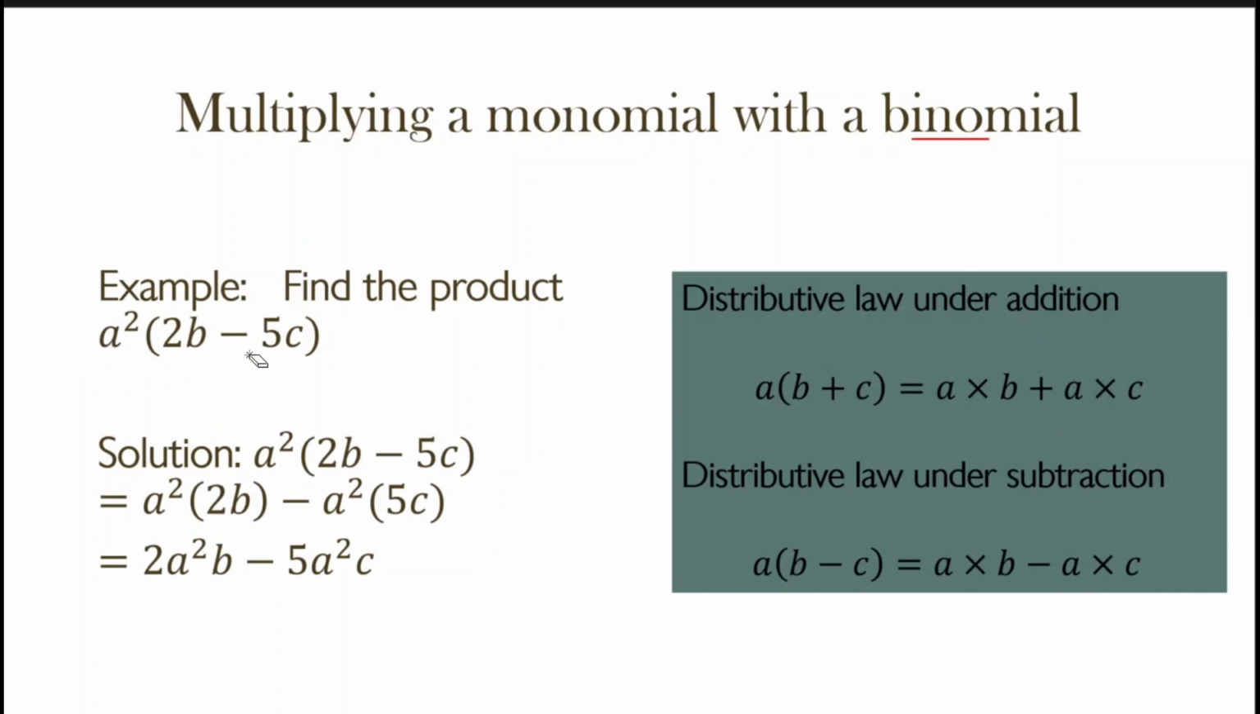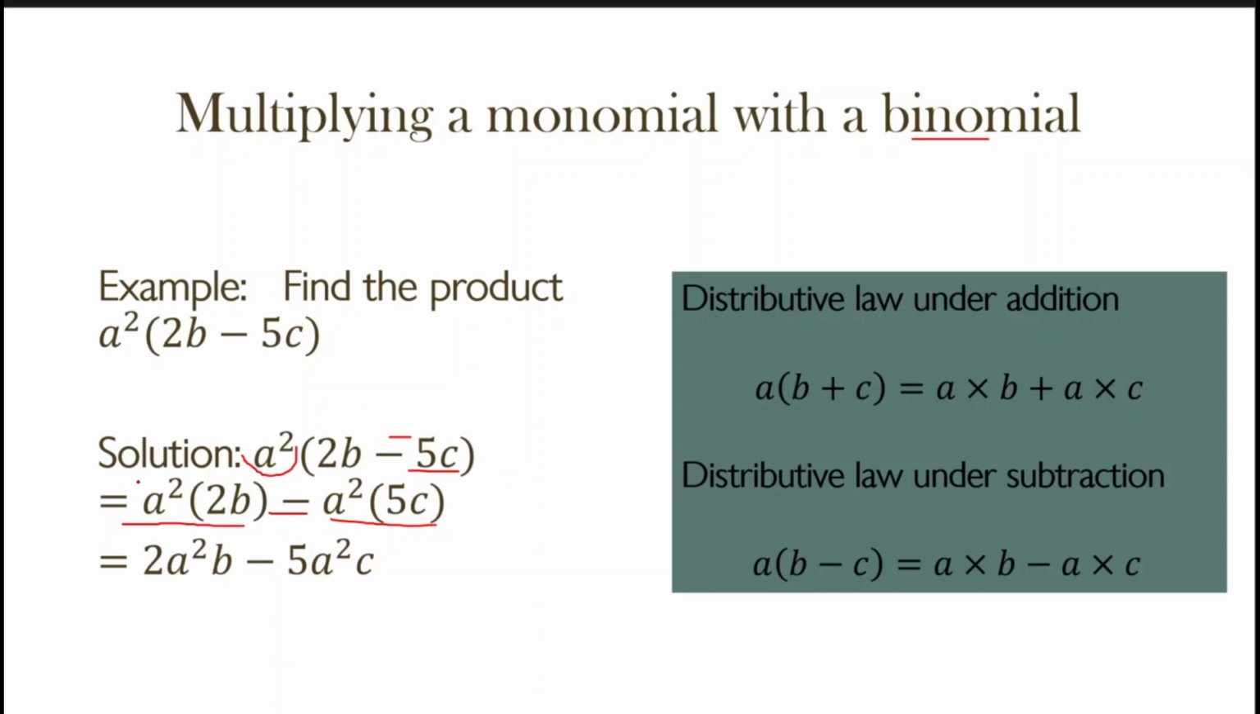It says: find the product of a square and 2b minus 5c. As we have just studied the distributive law, in order to multiply them, we need to multiply this a square with everything present inside the other bracket, that is 2b minus 5c. First we multiplied a square with 2b. Both were positive, so we are not putting any sign, because positive multiplied with a positive is just positive. Then there was a minus sign, so we kept the minus as it is. Now we multiplied this a square with 5c.